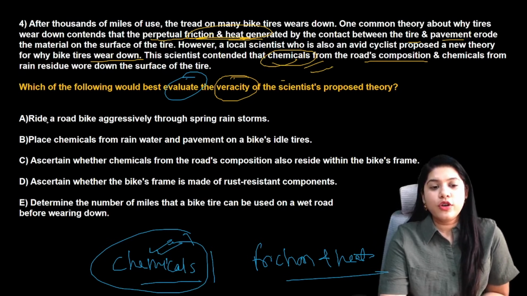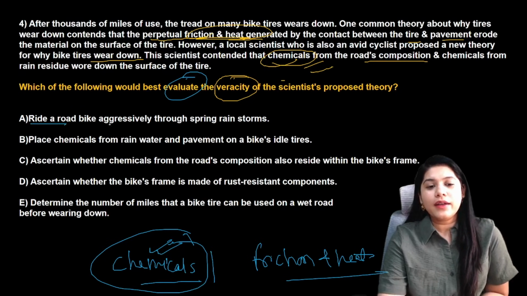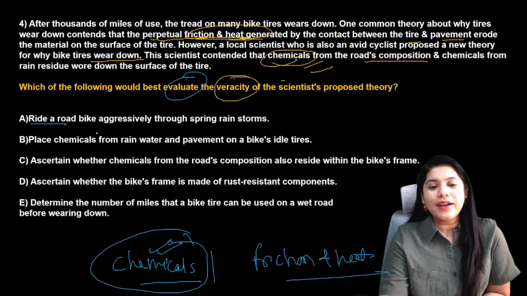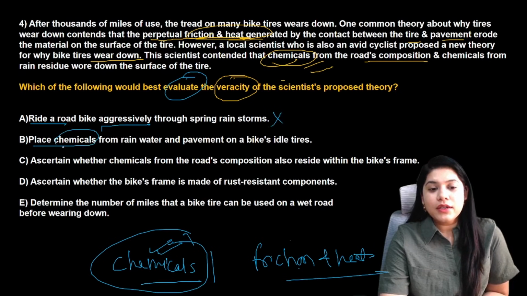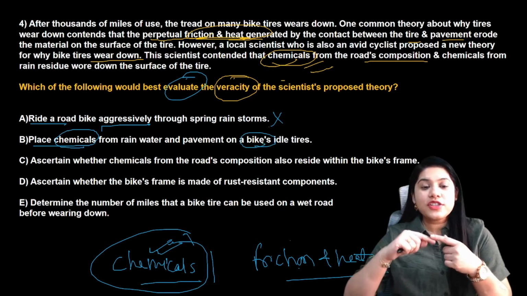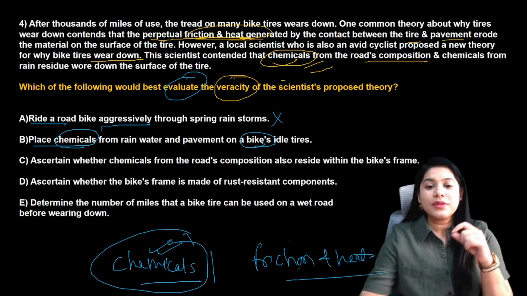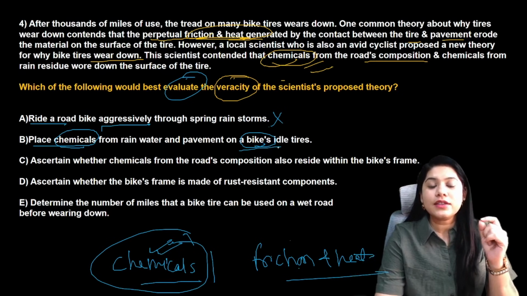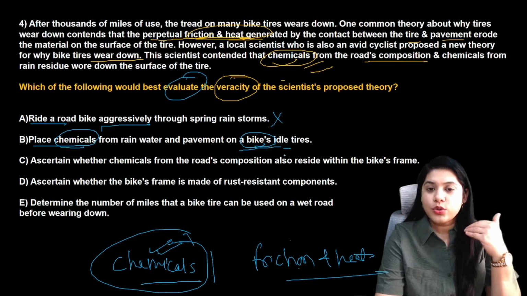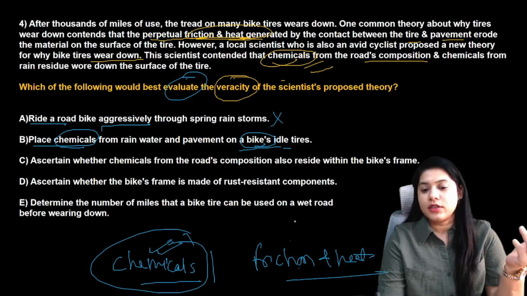So first of all, A doesn't look like it helps: ride a bike aggressively. So what? Either way you won't know if friction is the reason or not. And if you ride aggressively, one day it has to tear and wear down, right? So that does not prove anything. But yes, place the chemicals of rainwater and pavement on a bike's idle tires when it is not running. If it still wears down, that means chemicals are the reason. If it doesn't, that means no, chemicals are not the reason. It doesn't have to be idle; it has to run on the pavement because of friction and heat, isn't it?